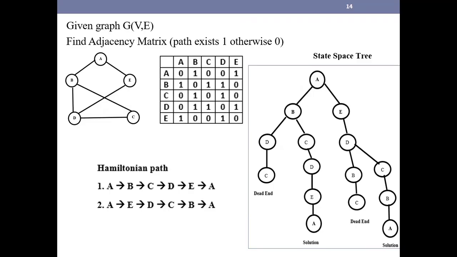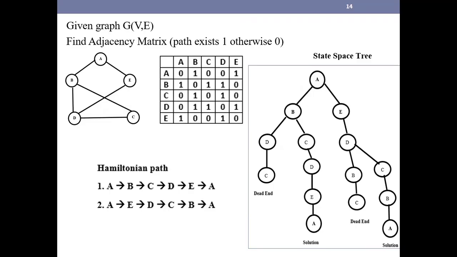For example, self node A to A is 0, and A to B, there's a path, so A to B value is 1. Then A to C, there's no direct path from A to C, the value is 0. Then A to D, there's no direct path, the value is 0. Then A to E, there's a path, so 1. Like that, we have to fill the whole matrix. If there's a path, assign 1, otherwise 0.